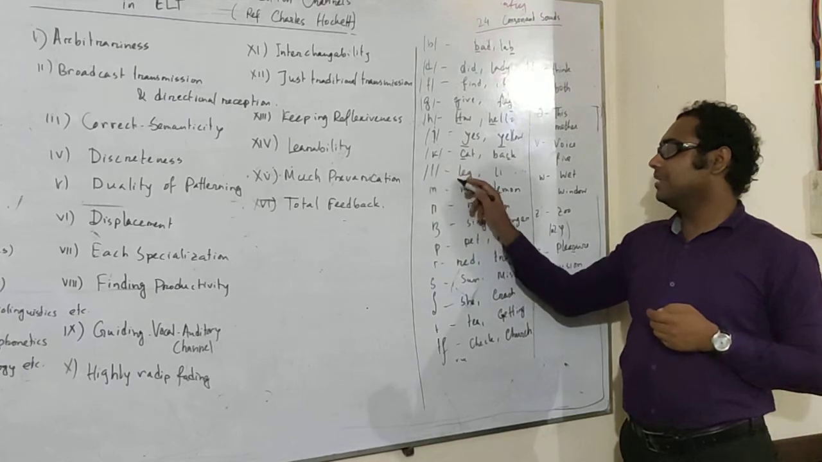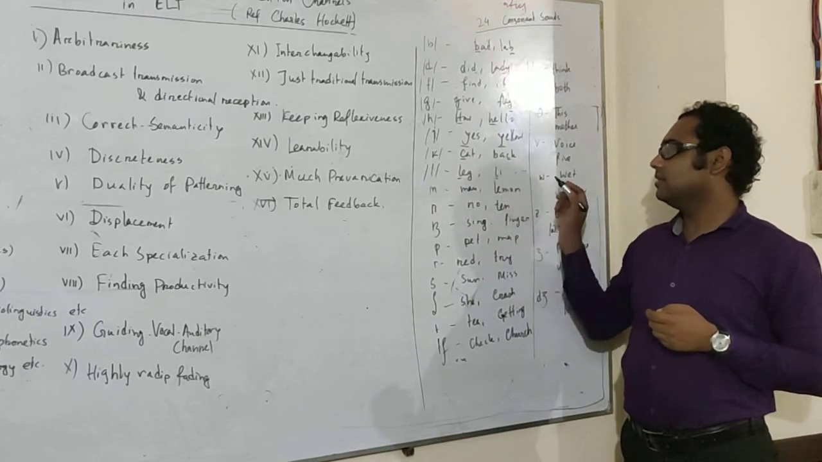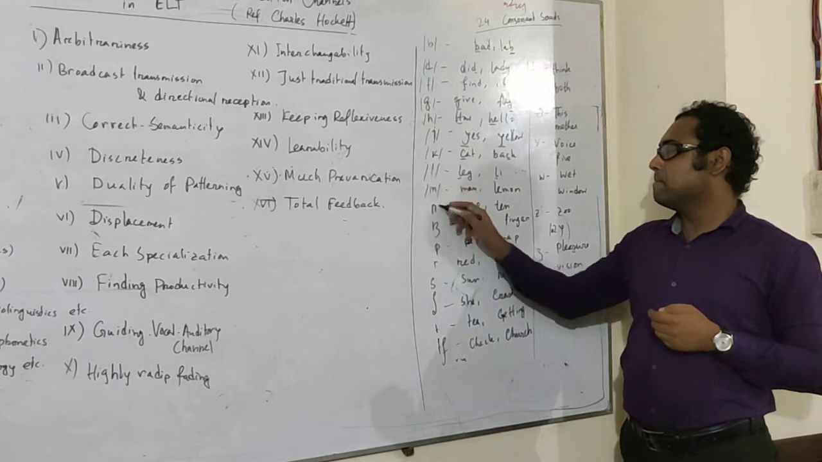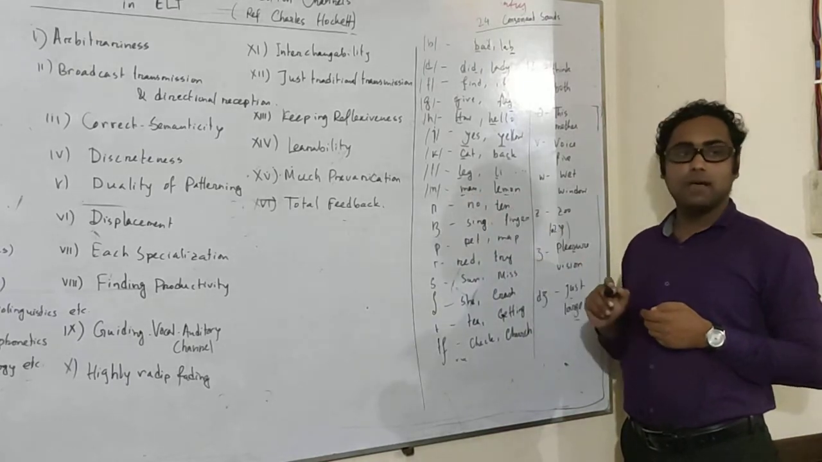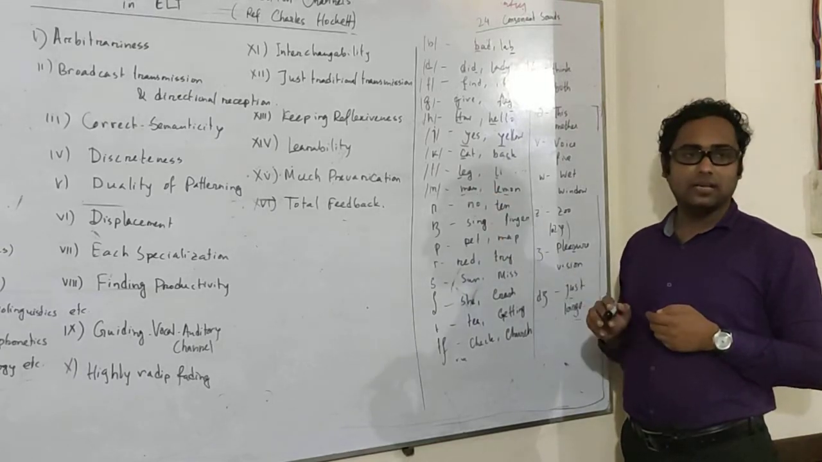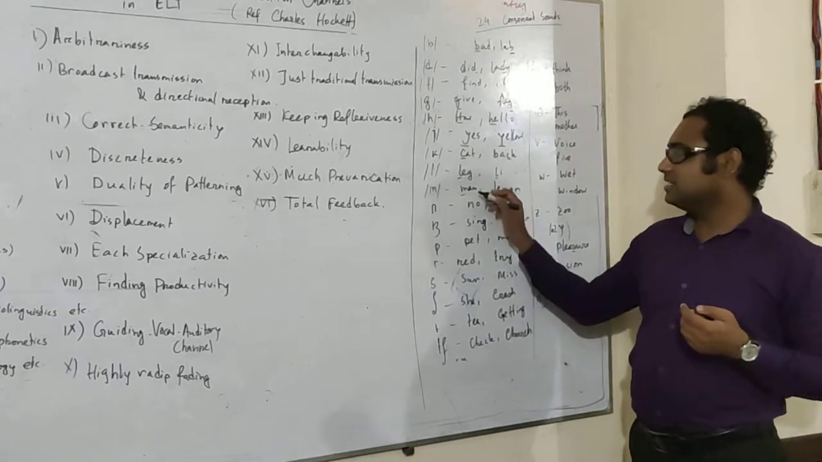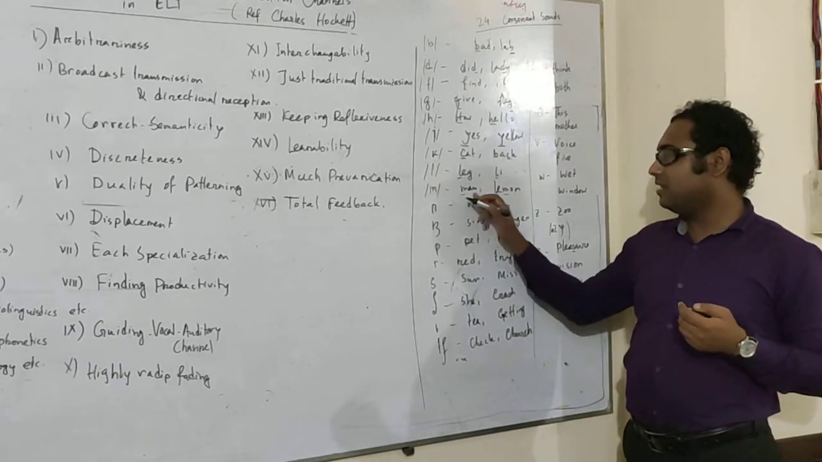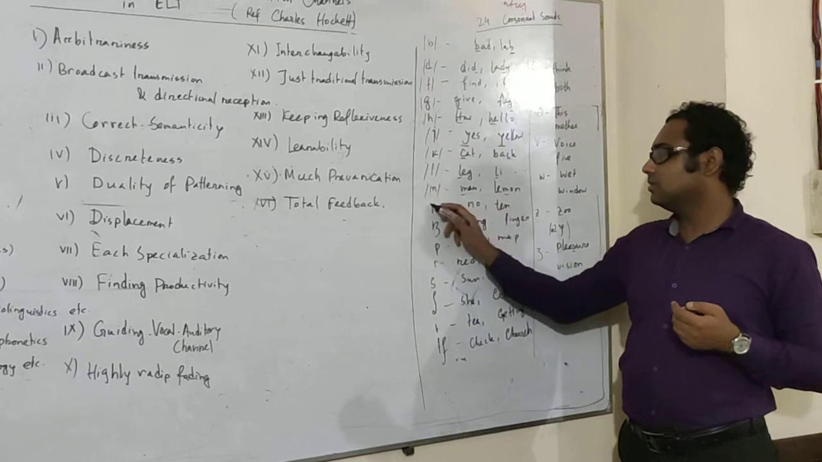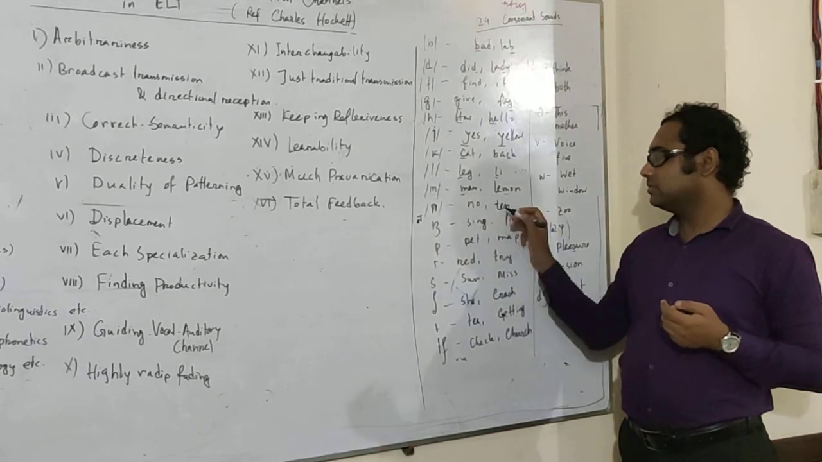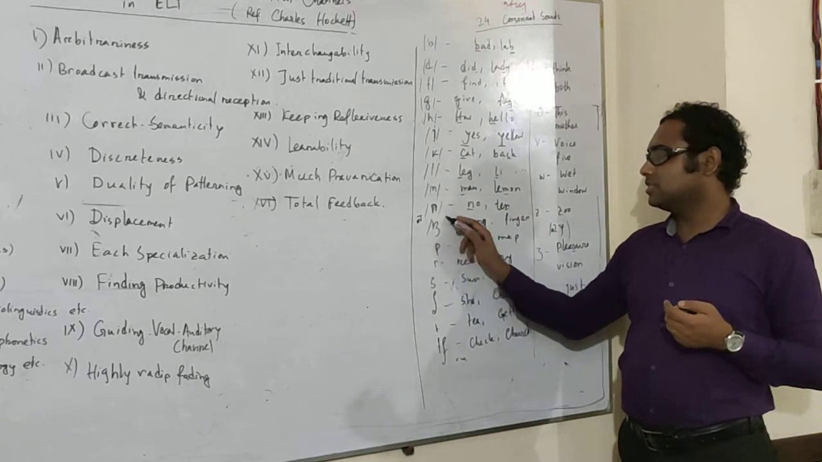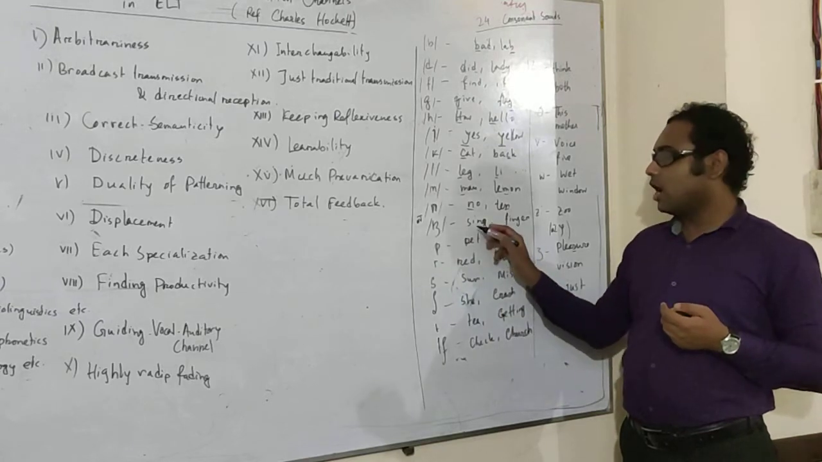L sound. Leg. Lee. M sound. Man. Lemon. Is it man or man? This is man. When it is E, then man. Lemon. This is N sound. No. Ten. This is on. On sound.